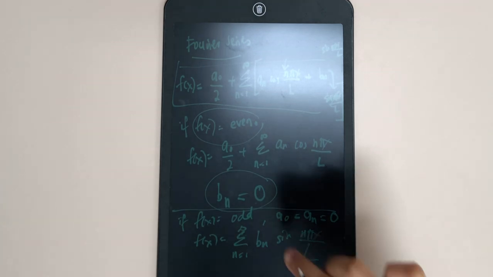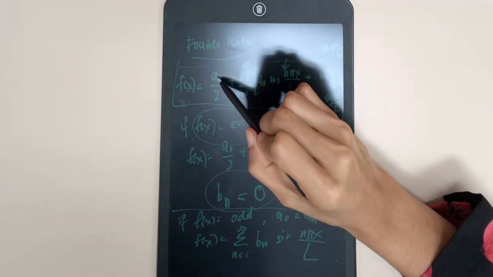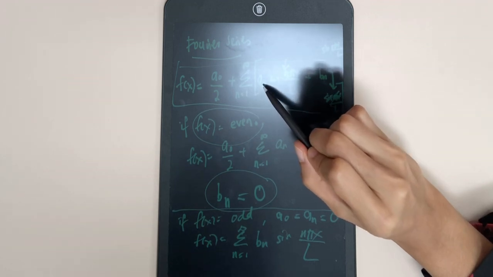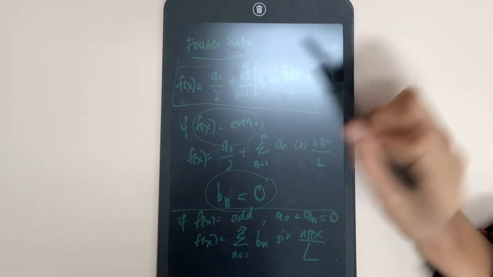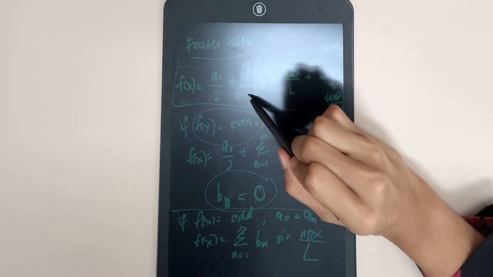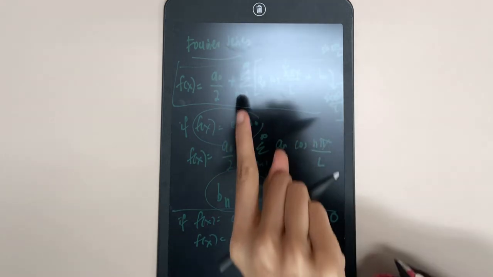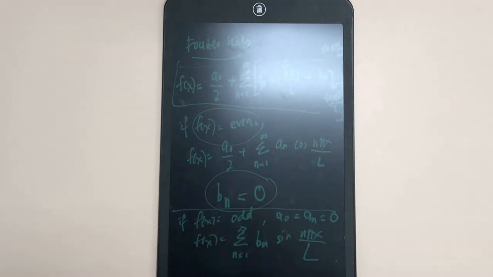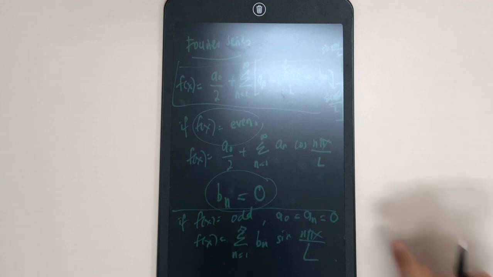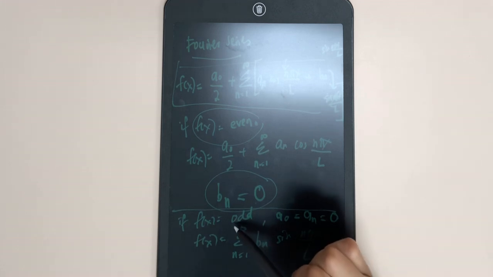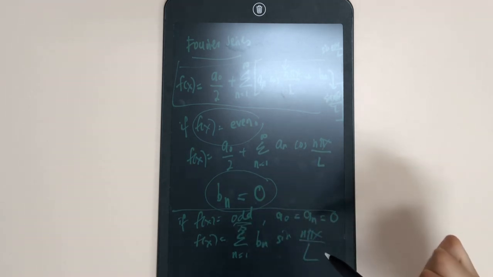Because your A0 and An are already 0, this term is not there, and likewise An is 0, so there is no such term. But this one is still there. The summation, don't remove it, because the only zero is An cos inside the bracket, but the summation is still there. So we should have summation n equals 1 until infinity of Bn sin n pi x over L. So I repeat again: if it's even, Bn is 0. If it's odd, A0 and An are 0.